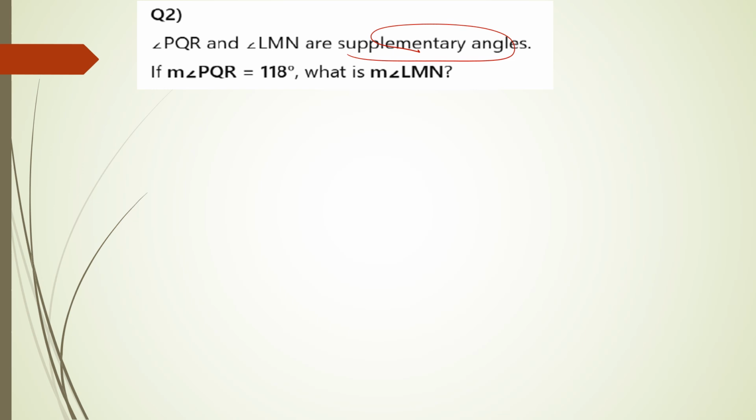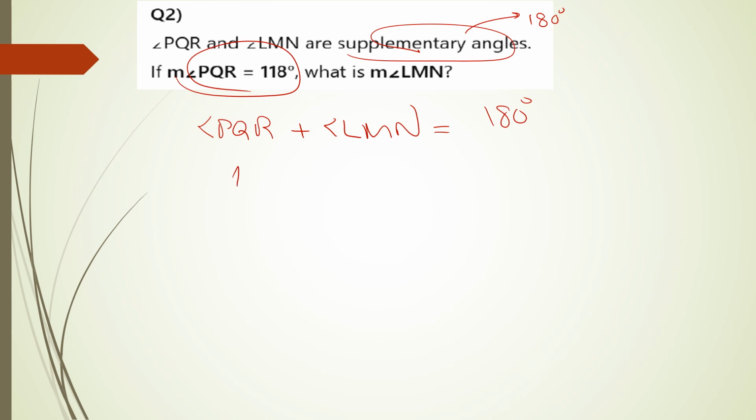Angle PQR and angle LMN are supplementary angles. Means when you add up the two angles, you will get 180 degree. Okay, so write it down. Start. Angle PQR plus angle LMN. When you add them, it will give you the measurement of 180 degree. The angle PQR is given to you as 118 degree. You have to find out the angle LMN equals to 180 degree.